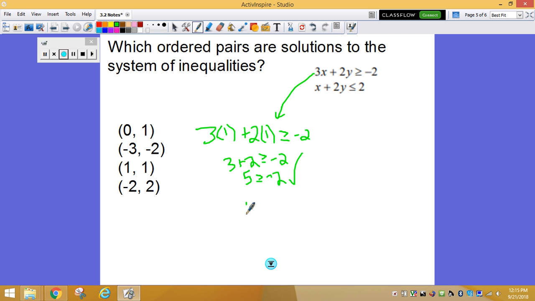Let's try the second one. 1 plus 2 times 1 less than or equal to 2. 2 times 1 is 2. 1 plus 2 is 3. Is 3 less than or equal to 2? No, it's not. 3 is bigger than 2. So this is another one that is not a solution. Okay? I'm not going to do this third one. I think you get the point.